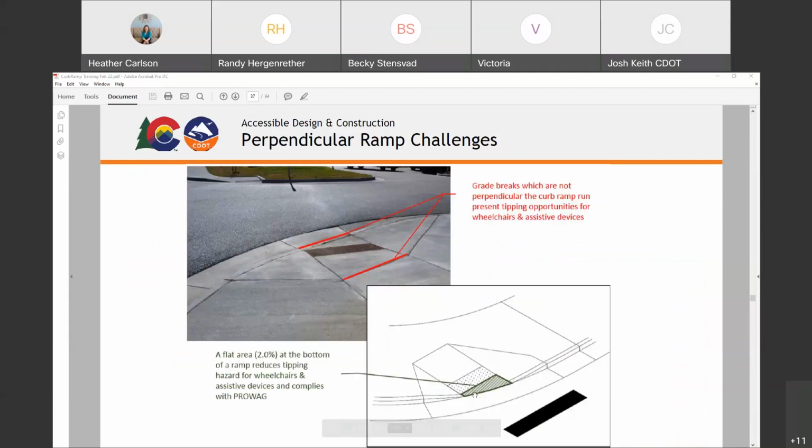So again, getting into your grade breaks and laying this out, realize that the person coming through this, whether in a walker, with a cane, or in a wheelchair, has to navigate what you've constructed. How is that person going to do that? And the top one is pretty tough, and could have been done a little bit better.